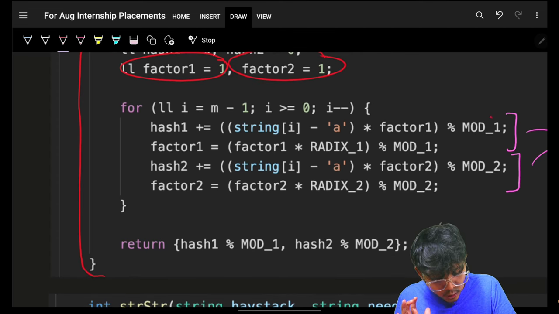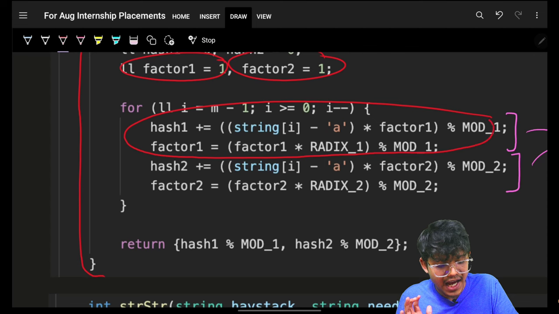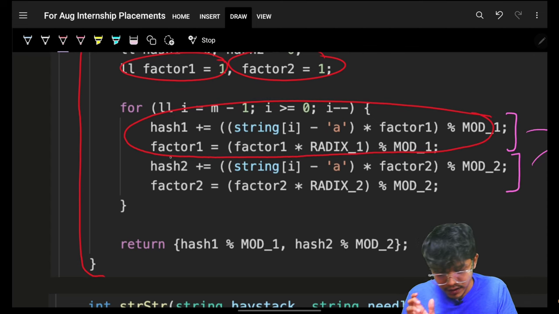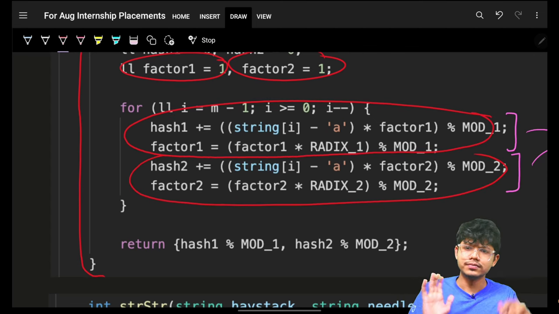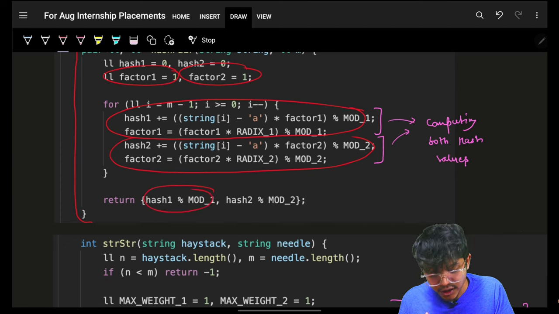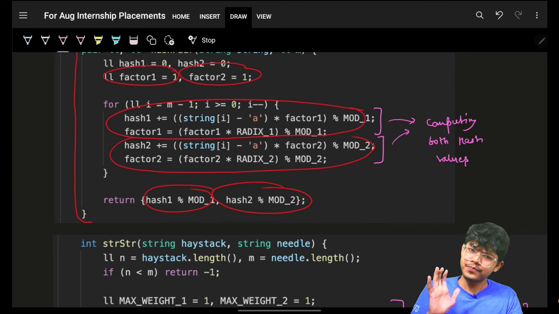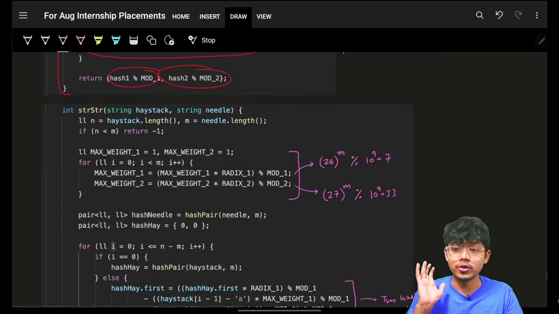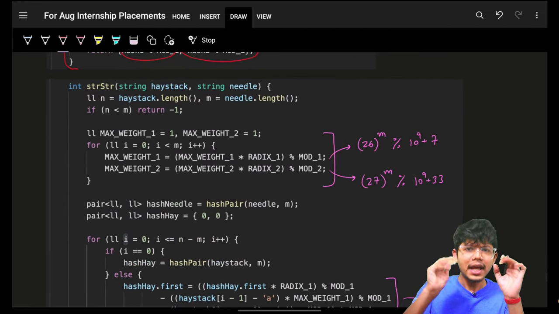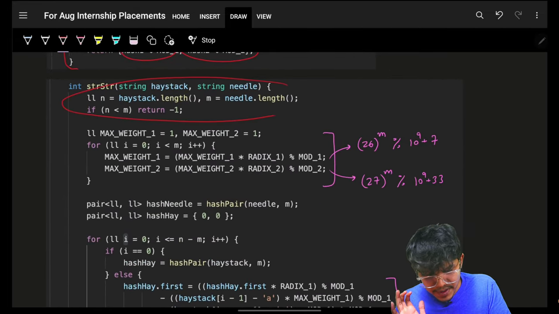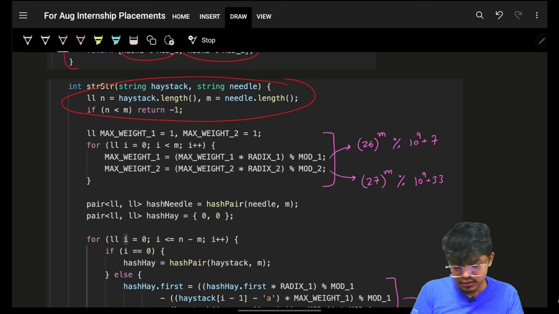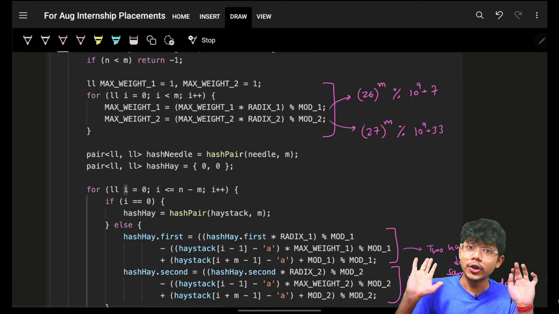So earlier I had only this computation of hash and factor, hash 1 and factor 1. Now I'll also compute hash 2 and factor 2. Earlier I was only returning hash 1. Now I'll return both hash 1 and hash 2. That's how I'll simply keep on going about it. Now, is it the same thing in the code also? Basic condition: what if the needle size is more? If it is less, then you can go about it.